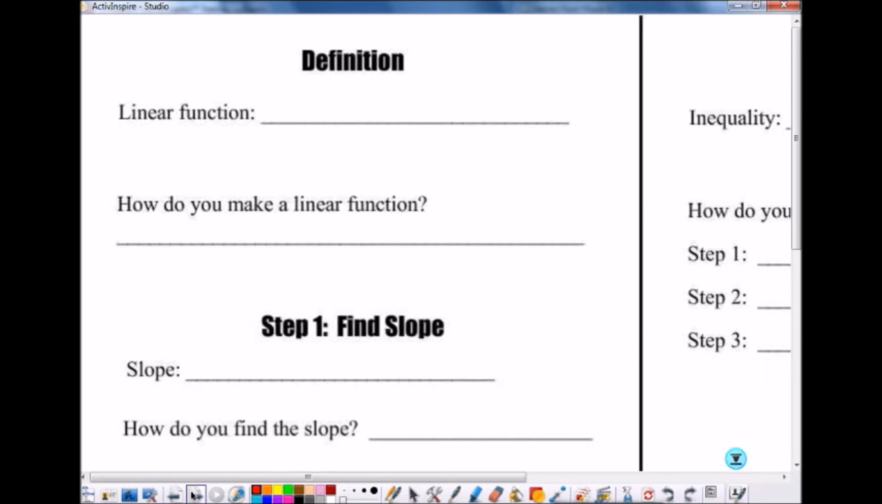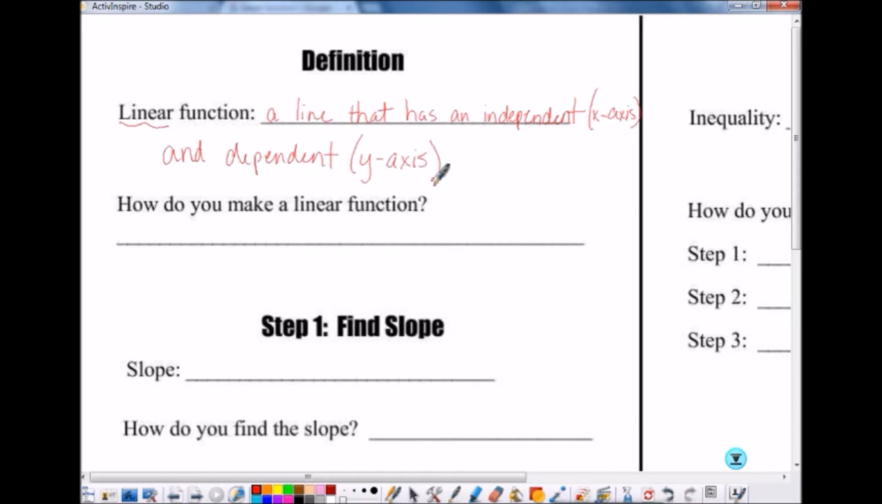We will begin to define what a linear function is. When you first stepped into your Algebra 1 class, you probably began with something called a linear function. A linear function is a line that has an independent value and a dependent value. So remember, we talked about an independent value. And remember, an independent value is which axis, x or y? That's right, it's your x-axis or your x values. And it has a dependent value. Do you remember what axis that is? That's right, it's the y-axis.